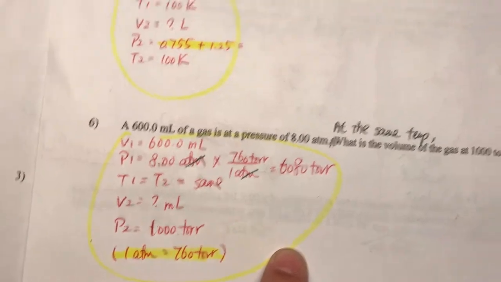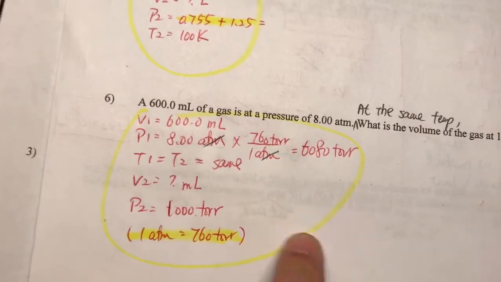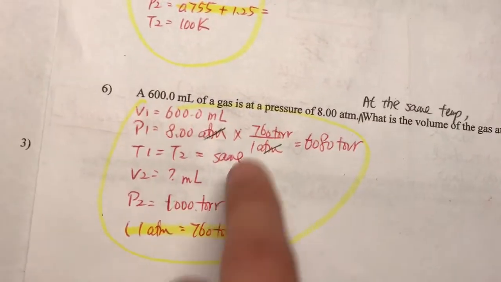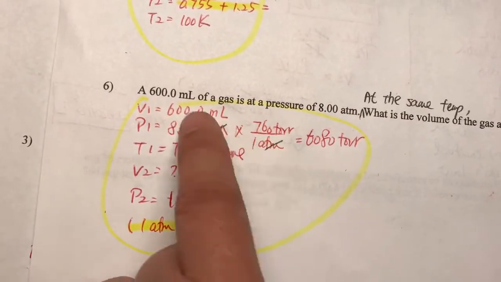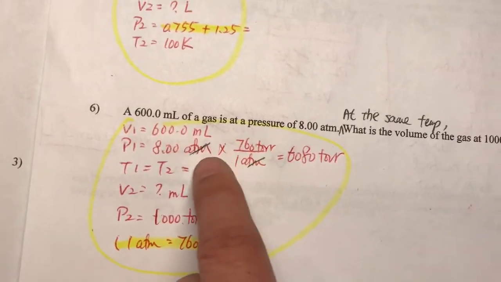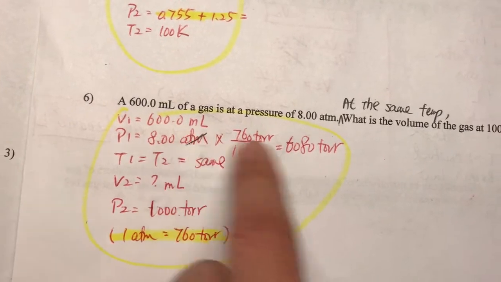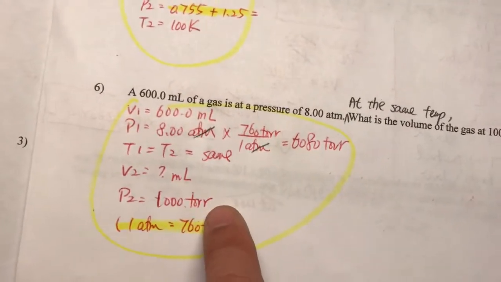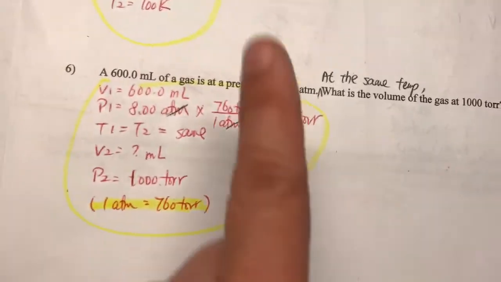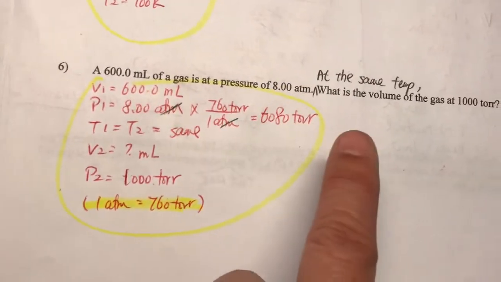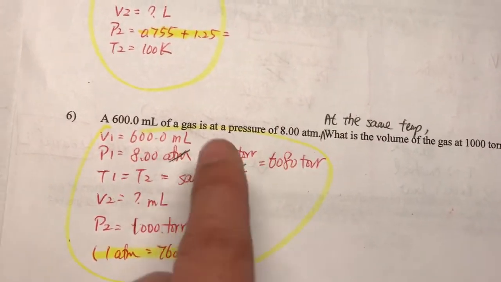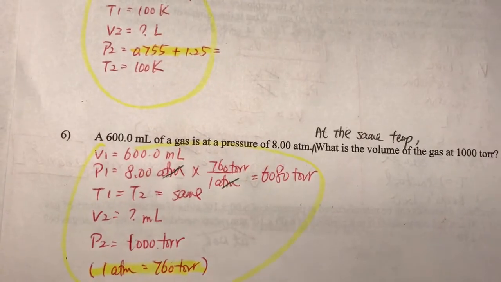Either way is fine. I want to make the multiplication easier, so I want the 1 atm on the bottom because I want multiplication. So I will set this up to cancel my atm, changing my atm to torr. You can actually change the torr to atm, but that would be division. But actually, it doesn't really matter because you will get the same unit at the end and you will cancel. Okay, so make sure that all the units, pressure, volume, everything, have the same unit in order for you to cancel.